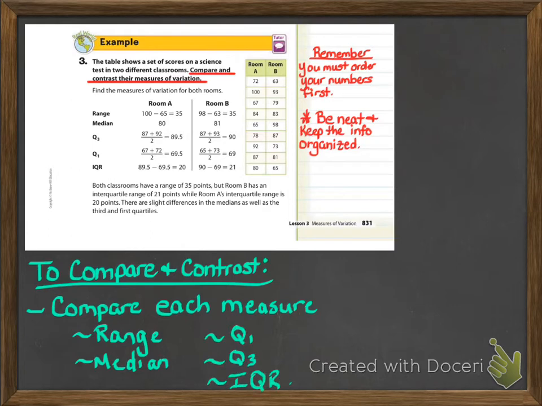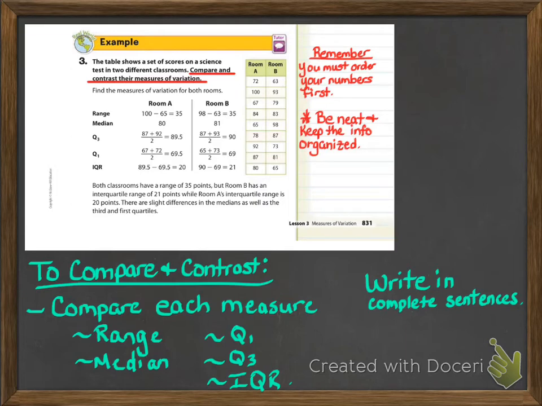The measures that you have to find this time are basically everything we've done. You need to compare the range, compare the median, compare the first and third quartiles, and then compare the interquartile range. Good thing is that you don't have to sit there and worry about the outliers for this type of question. When you do find your answers, you need to make sure you write in complete sentences, because this part is going to be required for you to do.